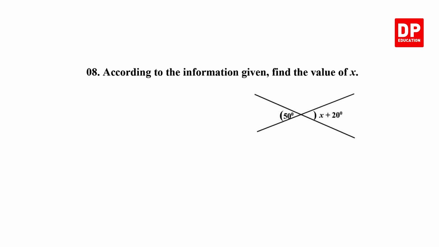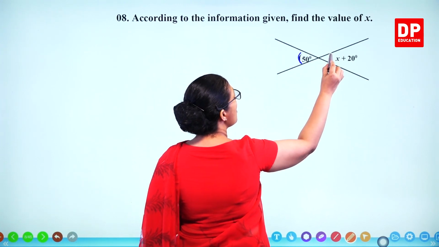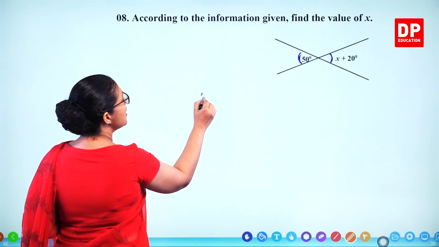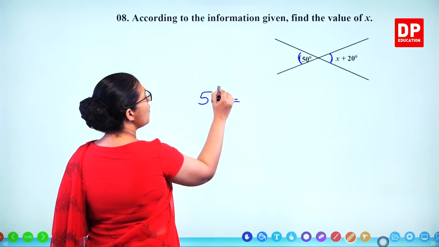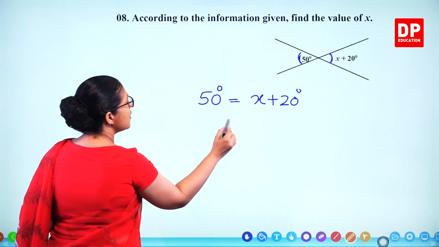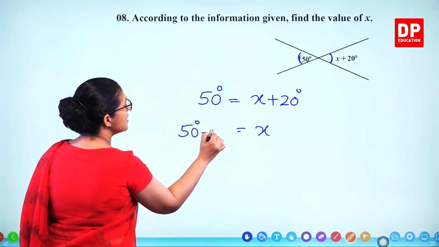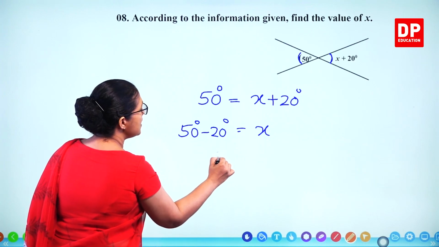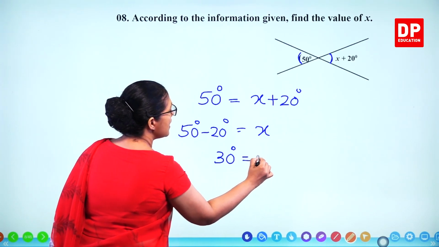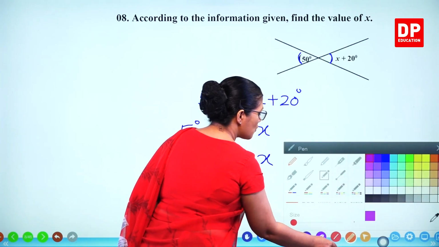Question number 8. According to the information given, find the value of x. So these are vertically opposite angles. Vertically opposite angles are equal. So you can write x plus 20 is 50. So what is x? 50 minus 20. So that means 30 degrees. X is 30. So 2 marks.